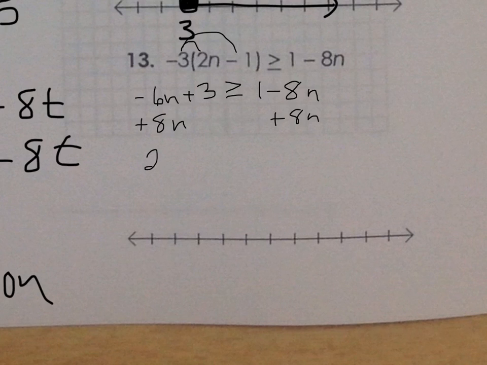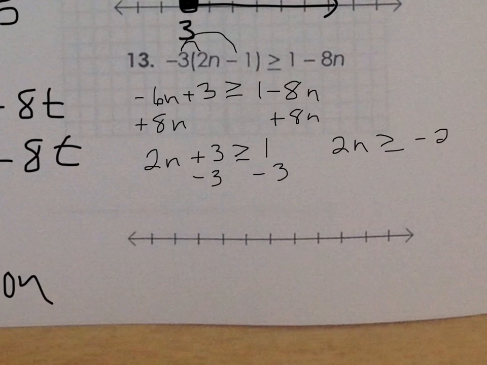That means that I'll have a positive 2n plus 3 is greater than or equal to 1. Then I'm going to minus 3 to try and isolate my variable. That gives me 2n is greater than or equal to negative 2. I'm going to divide by 2 on both sides. That gives me n greater than or equal to negative 1. So if here is my negative 1, it's going to be a closed circle going to the right.